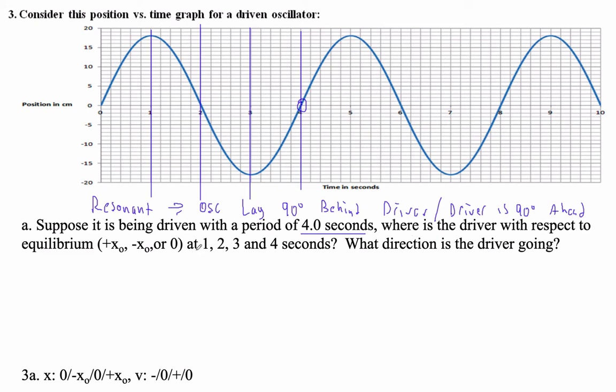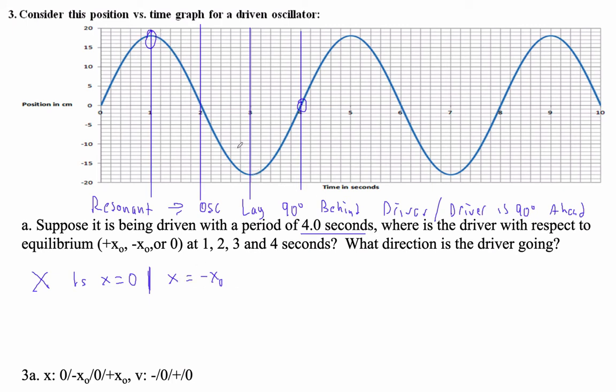So the driver basically is just going to be 90 degrees ahead. So let's look at our x, right? At 1 second, it's going to be 90 degrees ahead of us, so our x is equal to 0. At 1 second, x equals 0, right? At 2 seconds, remember the driver is going to be 90 degrees ahead of us, right? x is equal to negative x naught, right? This is our amplitude, which looks to be about 18 or something like that.